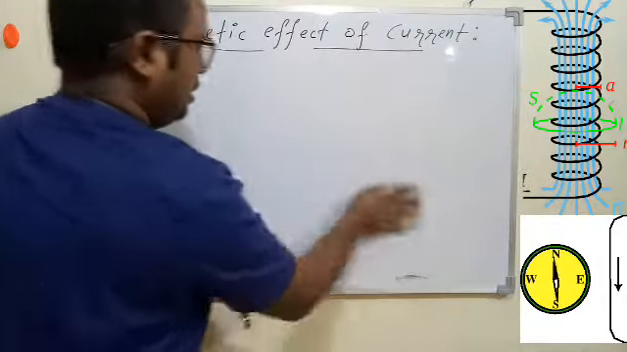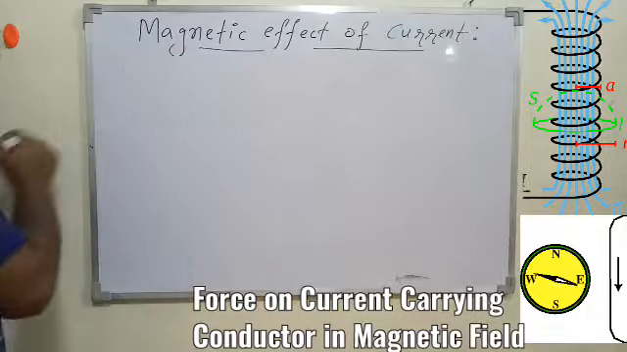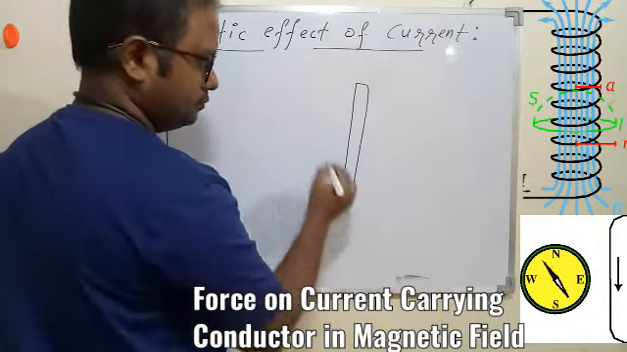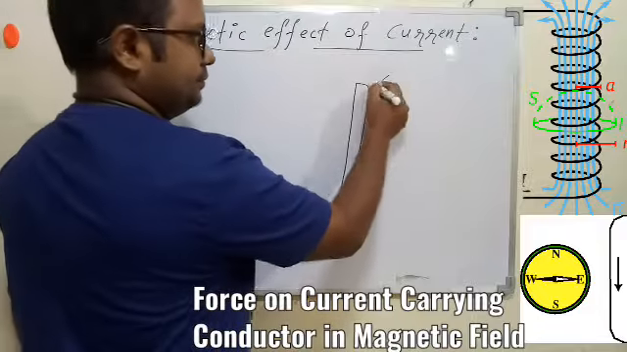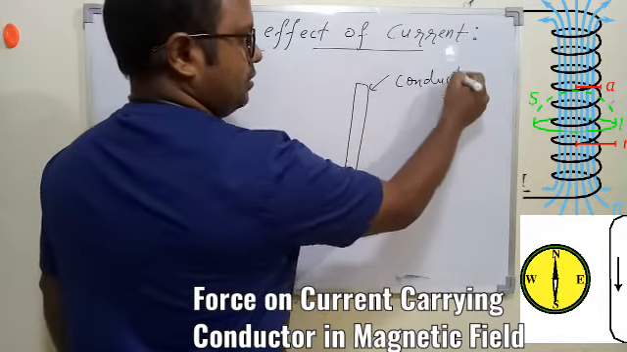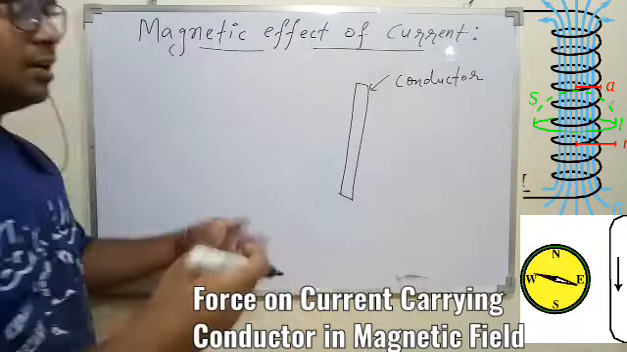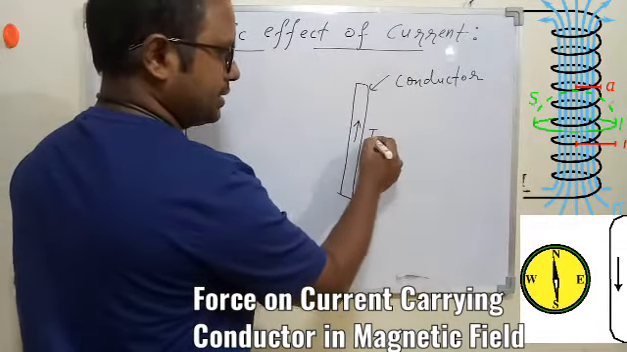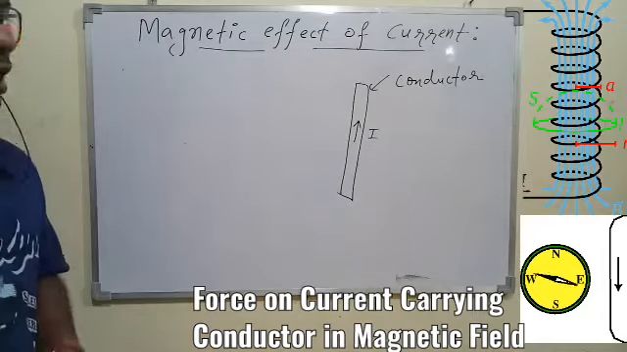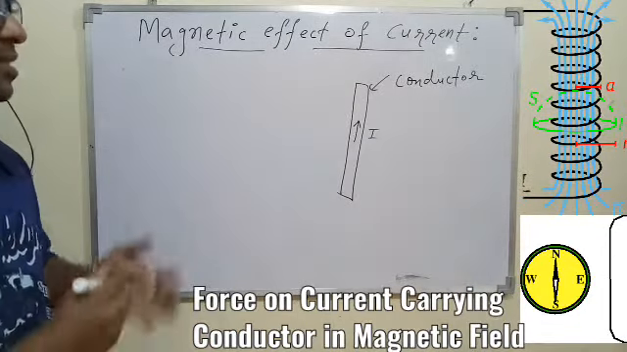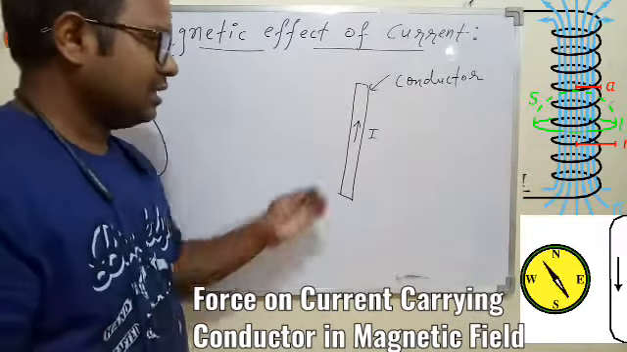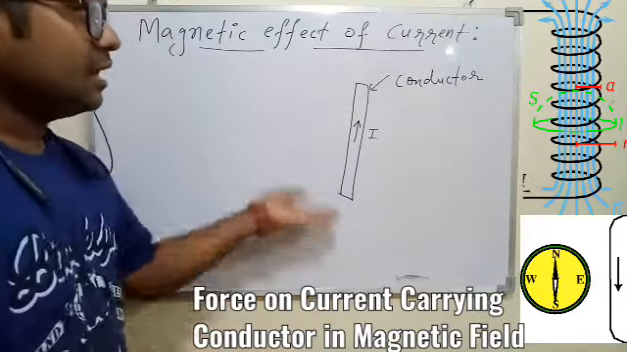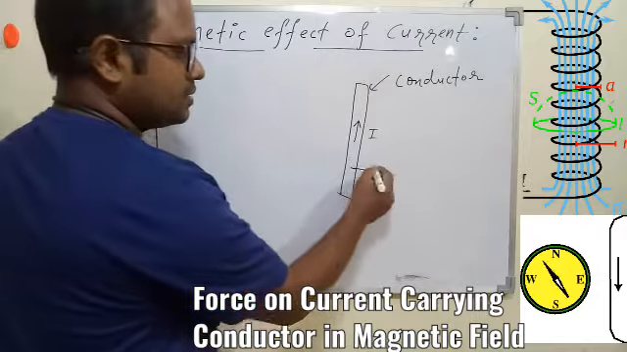So now the next topic we have is, if we have a straight conductor. So this is a conductor, and this conductor is connected with some circuit, so that it will have a current in a particular direction. I'm not making the complete circuit here, but just imagine we have a straight conductor, and current I is flowing through this particular conductor. And now since the current is flowing through this conductor, it will behave as a magnet.